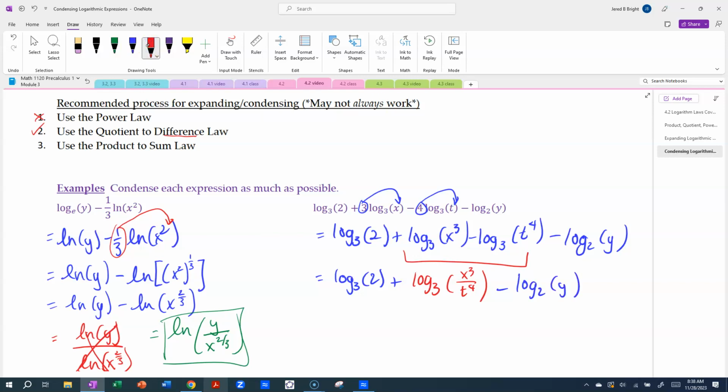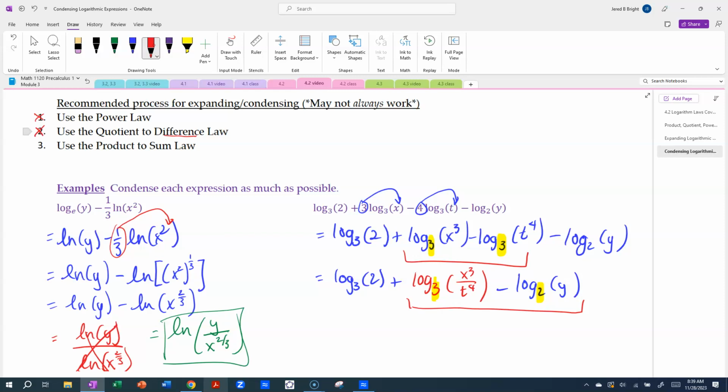Then I do see I have another difference appearing between these two. But the problem is I have different base logarithms. My properties only apply if I have the same base. Up here in this first step, where I wrote that difference as a division inside, that's okay because I have the same base logarithms. Here I have different bases, so I can't go further with combining these last 2 logarithms. At this point I have no more differences that I can write as quotients.